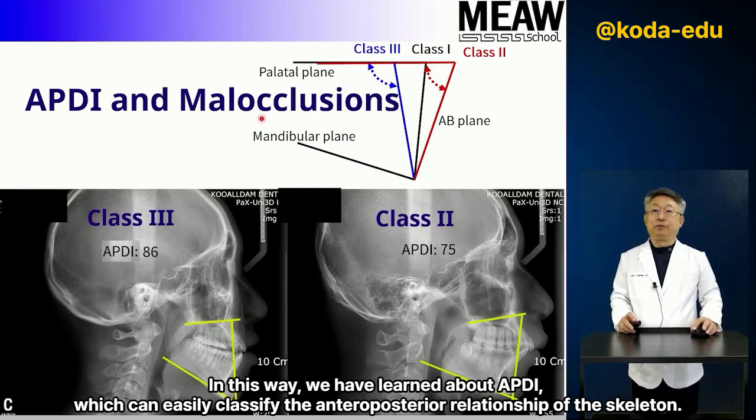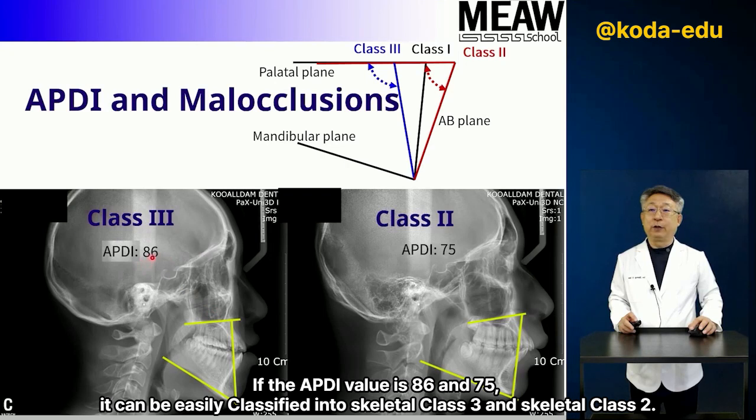In this way, we have learned about APDI, which can easily classify the anteroposterior relationship of the skeleton. If the APDI value is 86 or 75, it can be easily classified as skeletal class 3 or skeletal class 2.